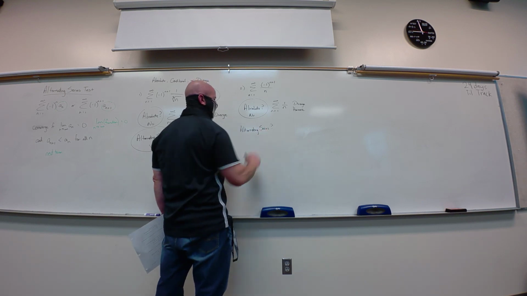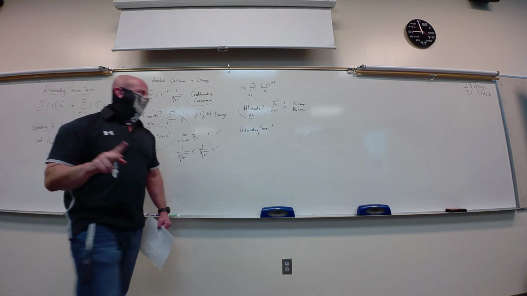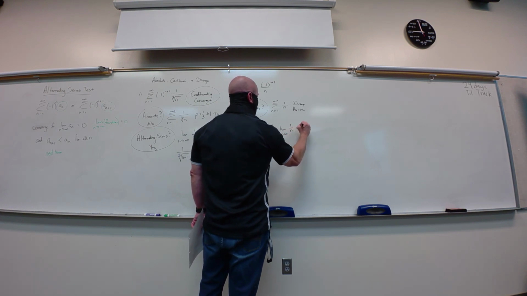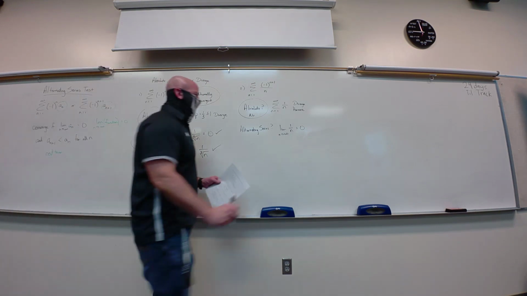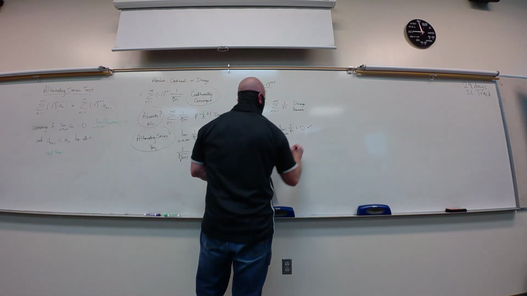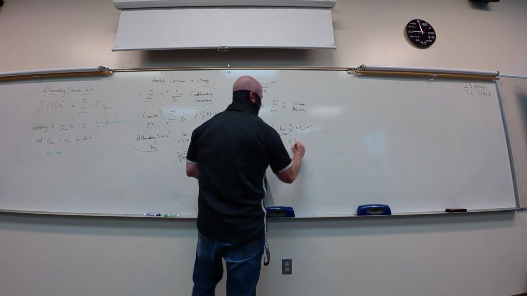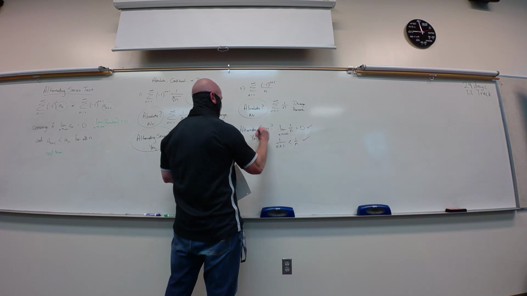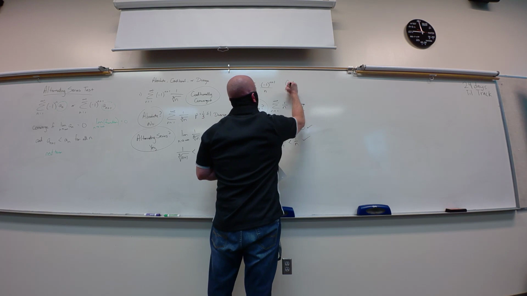Check my alternating series, see if it converges or not. So we got two things to prove. Limit as n goes to infinity of 1 over n. Does that equal 0? Yes. Is 1 over n plus 1 less than 1 over n? Yeah. So we have conditionally convergent.